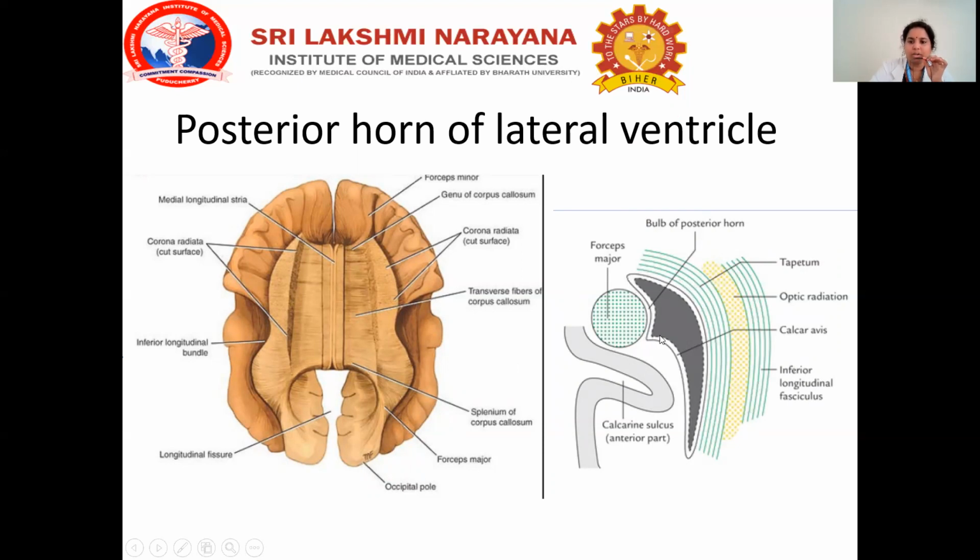In the medial wall, two elevations are produced by the forceps major bundle above and by the deep calcarine sulcus below. This bulging formed by the forceps major bundle is called the bulb of the posterior horn, and the bulging produced by the deep calcarine sulcus forms the calcar avis. These two are the notable structures in the medial wall of the posterior horn of the lateral ventricle.